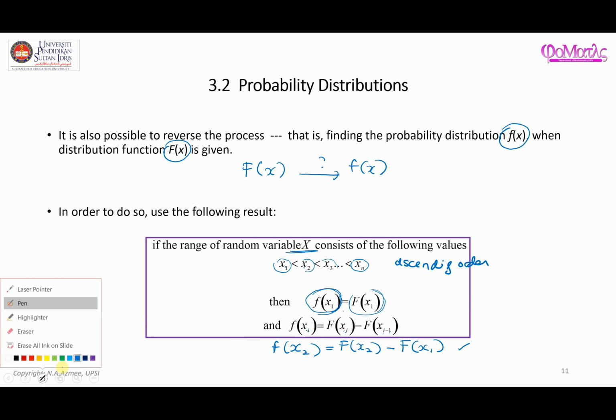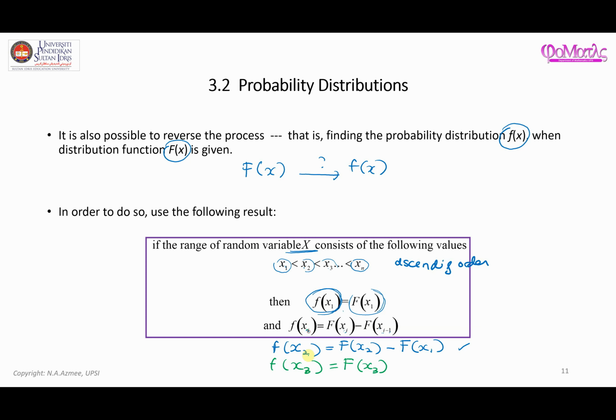And in a similar manner, if I want to find f for x3, I need to find the distribution function for x equals x3, because xi is going to be x3. In this case, i is equal to 3, and subtract the distribution function when we have i minus 1, 3 minus 1 is 2, so we subtract the distribution function for x equals x2.